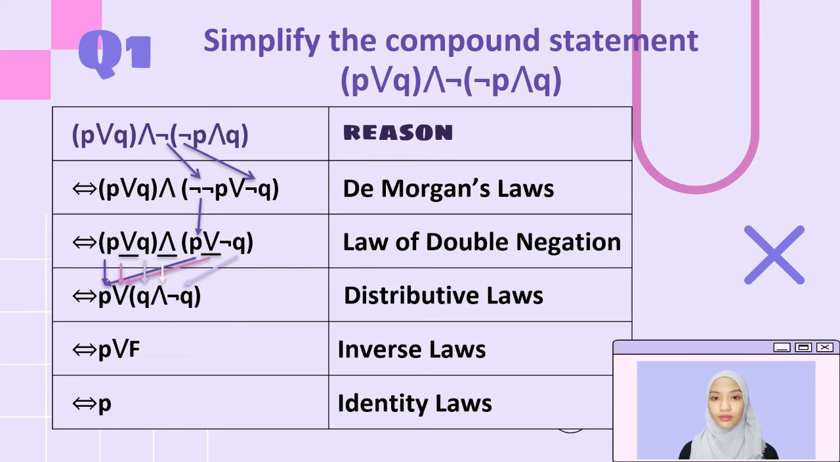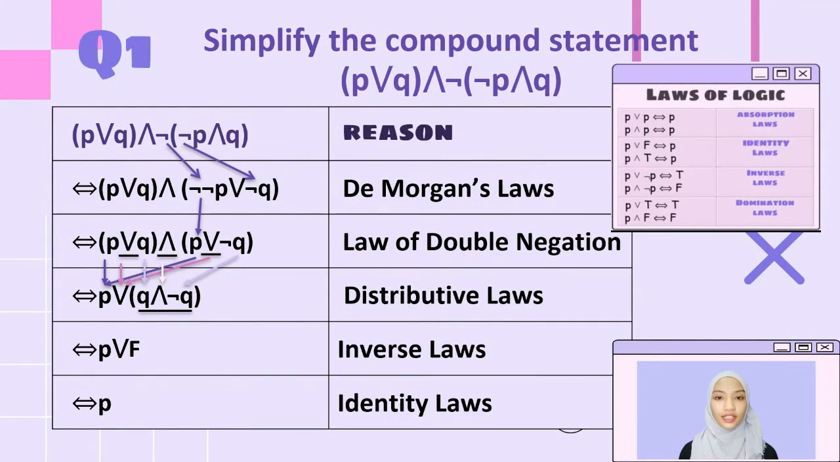Since this statement becomes like this, can you see these two sets? Okay, let's go back to our table of laws of logic. As we can see here, law number 8 shows the same statement, so we can apply this law, which is inverse law. So the answer that you will get is set P or contradiction.